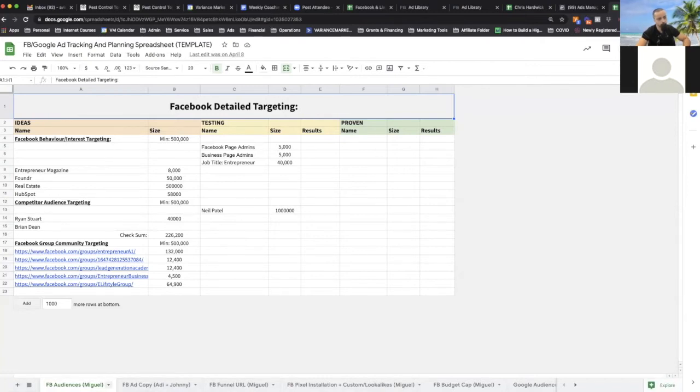So I have a person on my team. You see this tab is for Miguel. This tab is for Adi and Johnny. This tab is for Miguel. This tab is for Miguel. And this tab is for Miguel, Miguel, and Miguel.